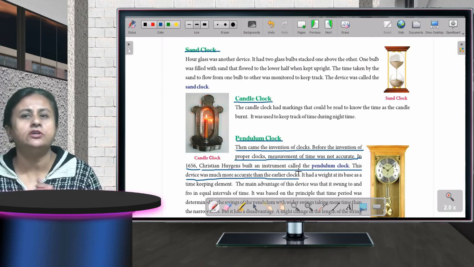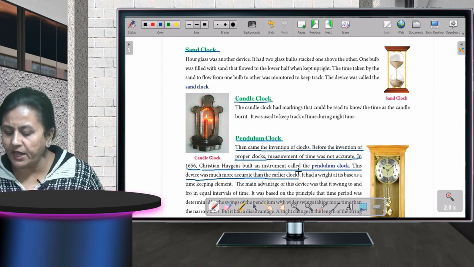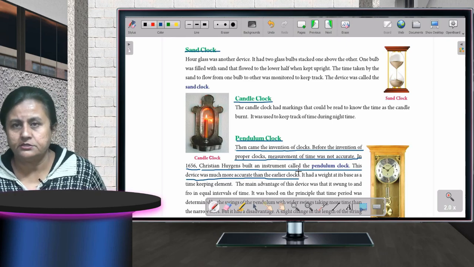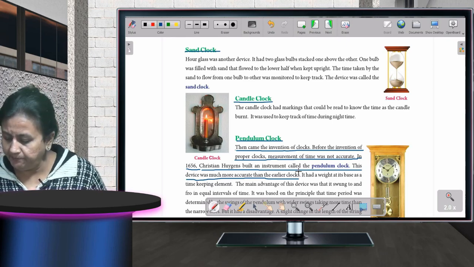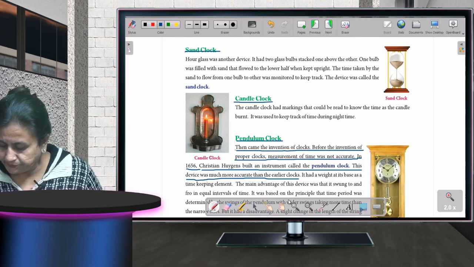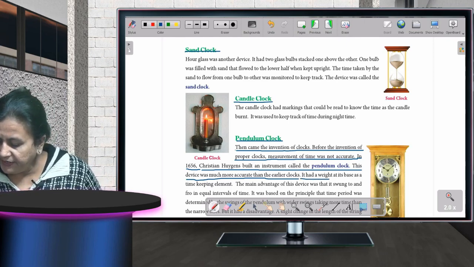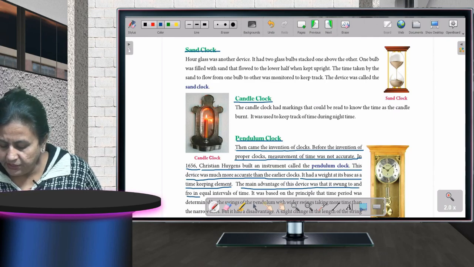But with the passage of time, things changed. The pendulum clock was designed. It was much more accurate than the earlier clocks which were used. Fine. Then it had a weight at its base as a time-keeping element. The main advantage of this device was that it swung to and fro in equal intervals of time.